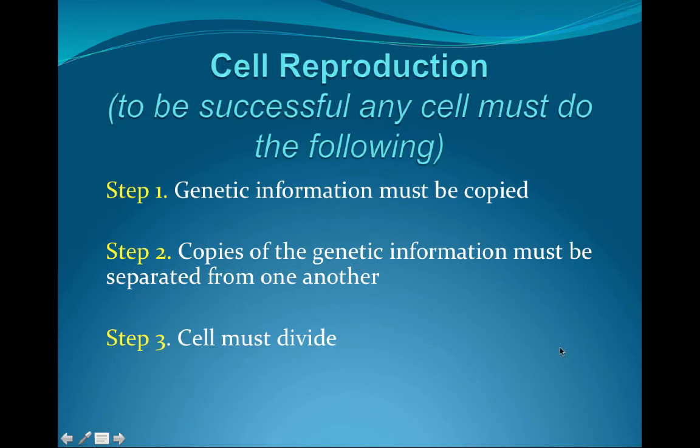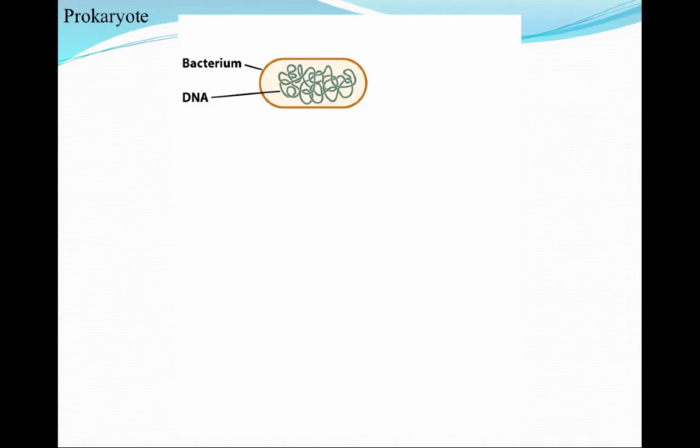In order for a cell to be successful and to reproduce, it has to go through three main steps. The genetic information contained within that cell, whether it's prokaryotic or eukaryotic, has to be copied, it then has to be separated, and the cell has to divide.